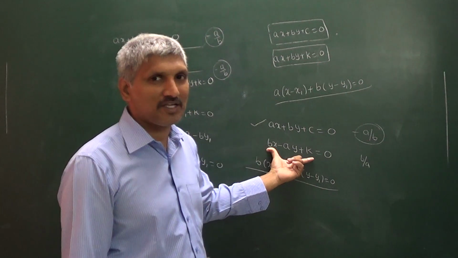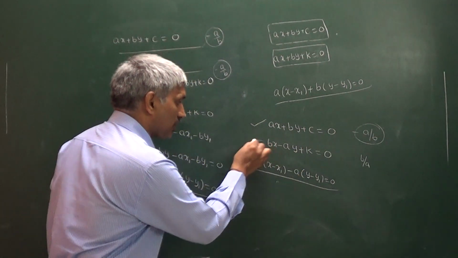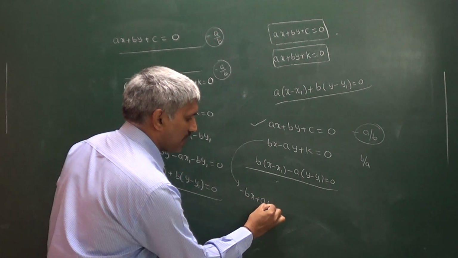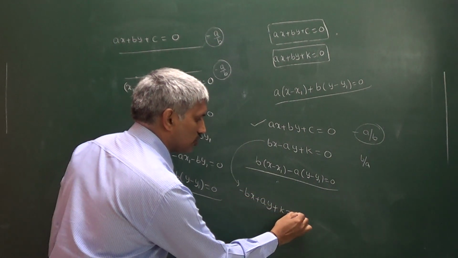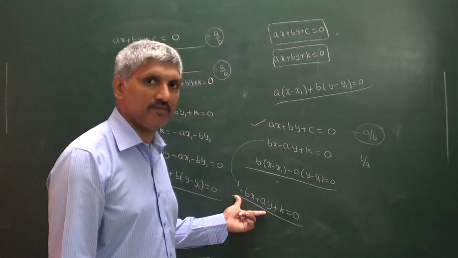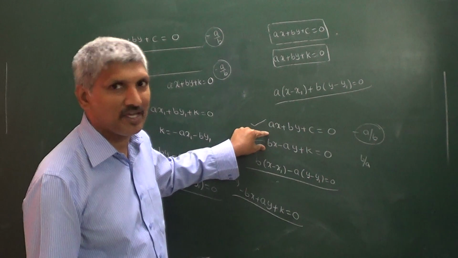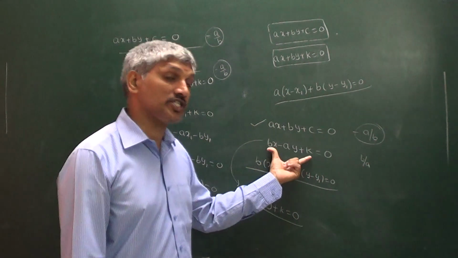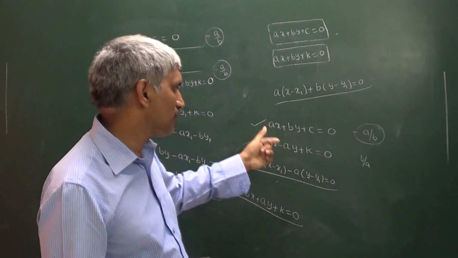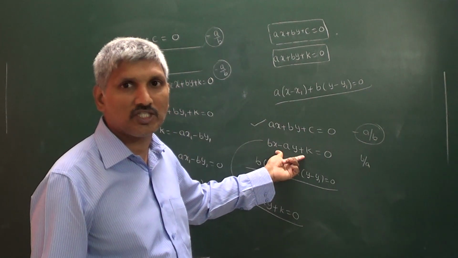Sir, why bx minus ay plus k? Yes, you can also take minus bx plus ay plus k is equal to 0, because this line's slope is also b by a. Anyone you can take, but this is the general way of taking. So any line perpendicular to this line is of the form bx minus ay plus k is equal to 0.